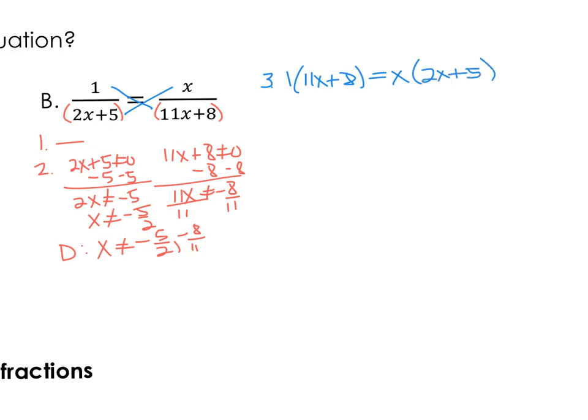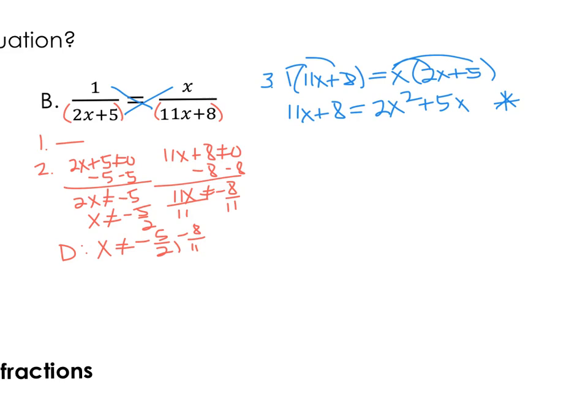On the left-hand side, 1 times both of those parts, nothing changes. But again, watch what happens on the right. If we distribute x in, we actually get 2x times x, which is 2x squared, and x times 5, which would be 5x. So notice, everybody, we're trying to solve this quadratic.